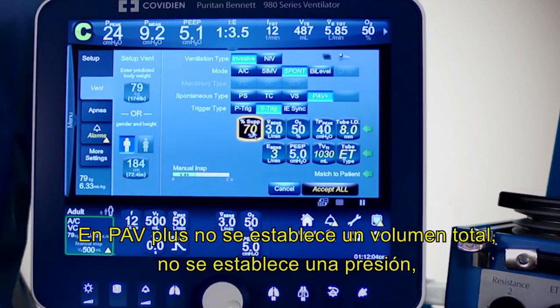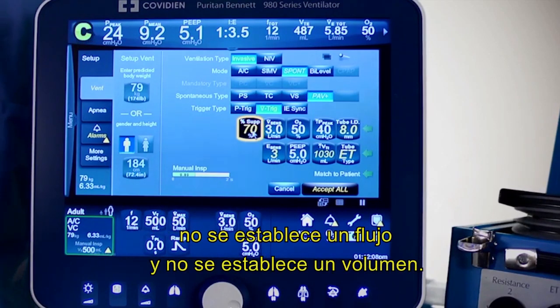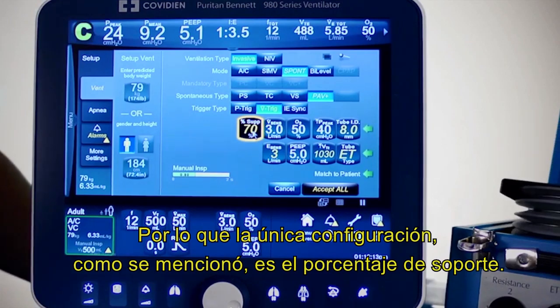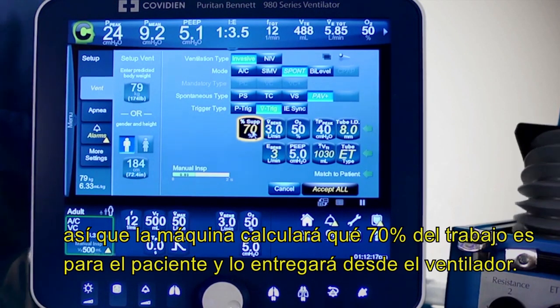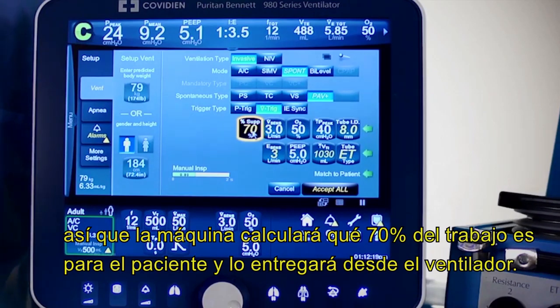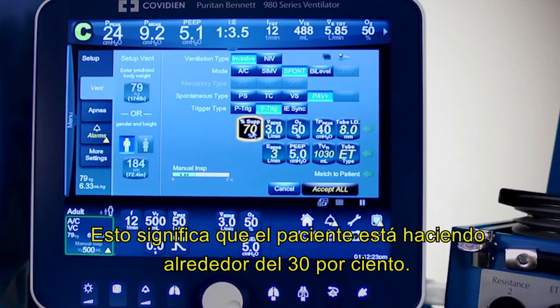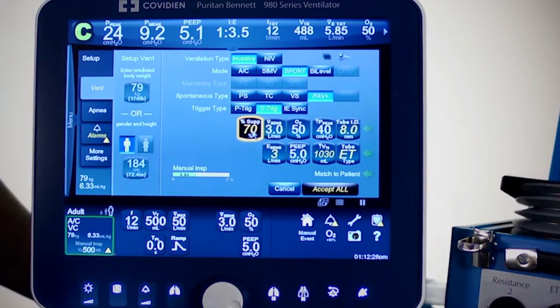So in PAV Plus, you don't set a total volume, you don't set a pressure, you don't set a flow, and you don't set a volume. And so the one setting, as mentioned, was the percent support. In this example, I'm set at 70%. That means the machine is going to try to calculate what 70% of the work is for the patient and deliver that from the ventilator. That means the patient is doing roughly around 30%. And so that is the primary setting.